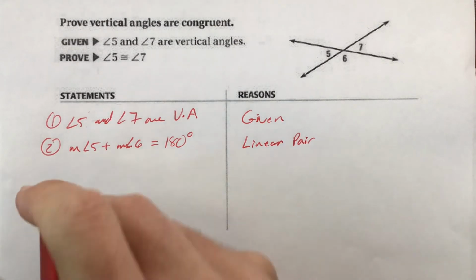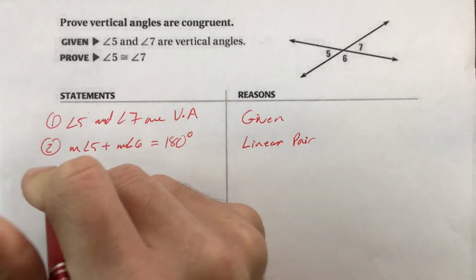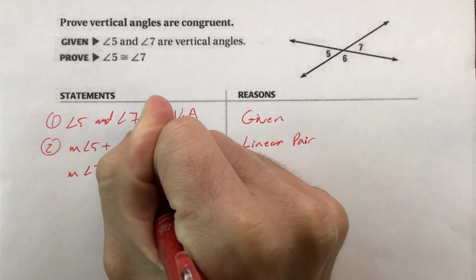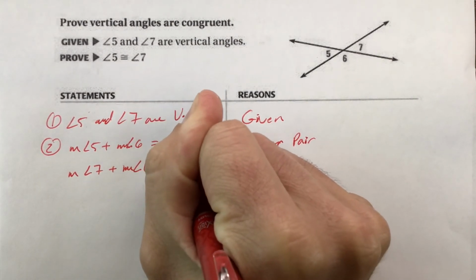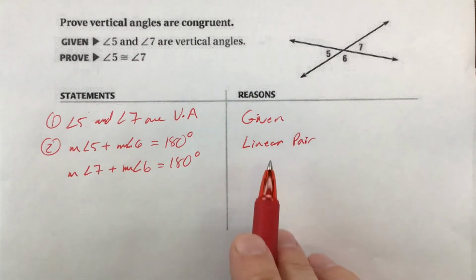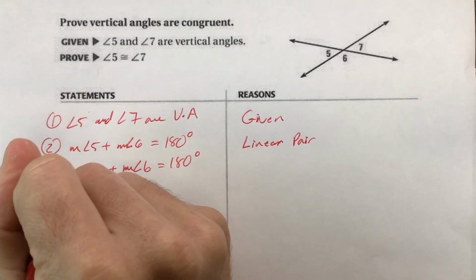In addition, I can also write that the measure of angle 7 plus the measure of angle 6 is also equal to 180 degrees. And I can keep that as one line. They're two statements, but they're the same idea. They're based off of the same reason, so I can do those together.